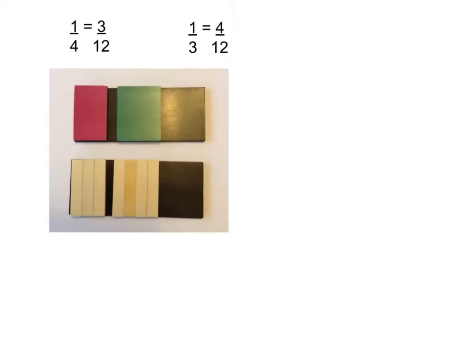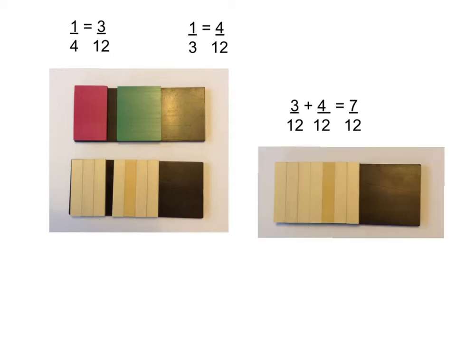Using the blocks, we can see that 1/4 is equivalent to 3/12, and 1/3 is equivalent to 4/12. So now we want to add 3/12 plus 4/12. When we add together 3/12 and 4/12, we get 7/12 altogether. So our original question was 1/4 plus 1/3. We made a common denominator of 12, so the question became 3/12 plus 4/12 to get an answer of 7/12.